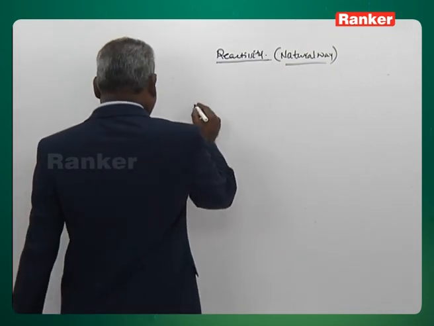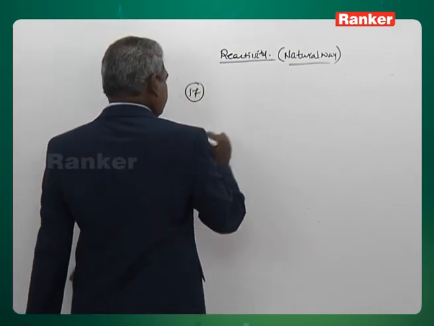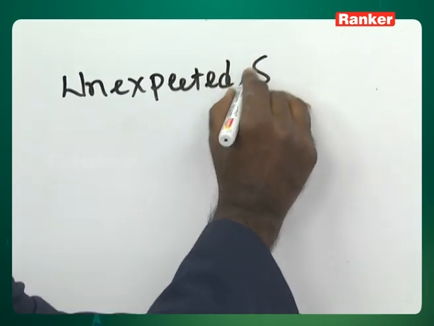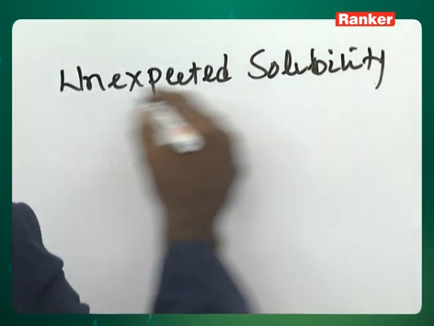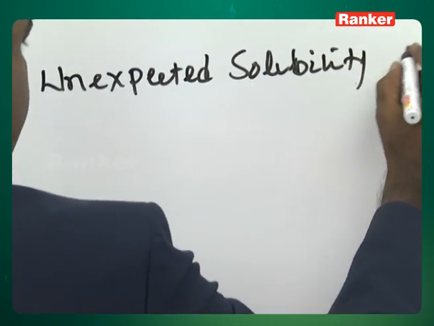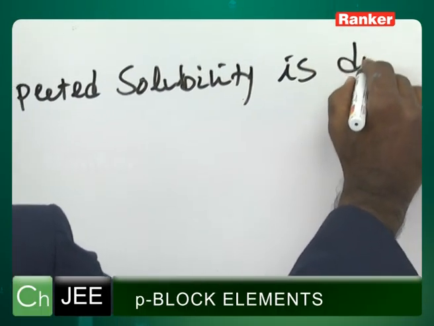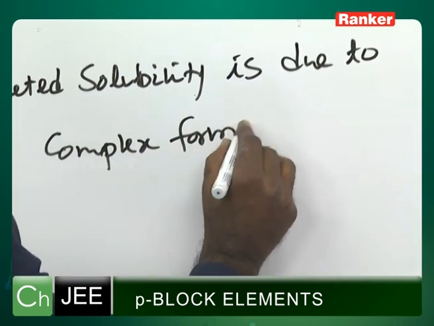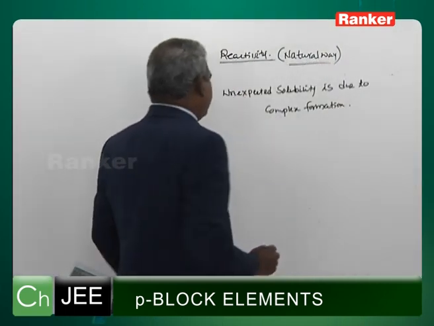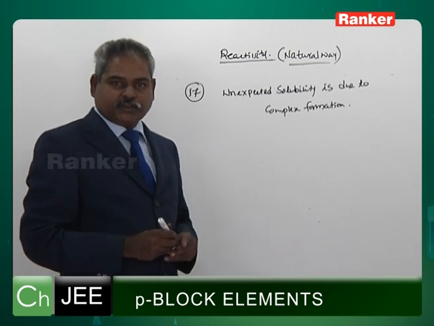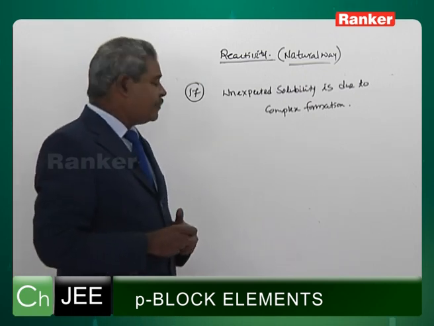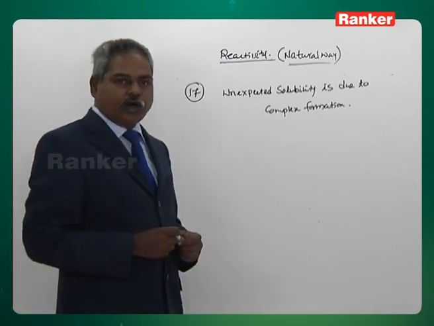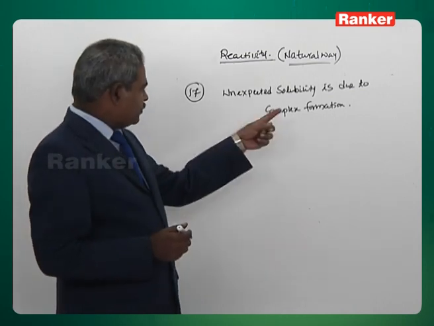Before that, let me give you something. I think it is the 17th point. Unexpected solubility. It may be the 16th or 17th, it doesn't matter. Unexpected solubility is due to complex formation. What is this? This word perhaps will not carry a total sense. Unexpected means you will not be able to explain easily. Why is this happening? You still are in doubt. Whenever you are in doubt, you perhaps have to use this.